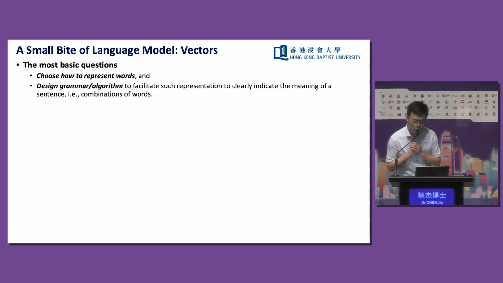Okay, so what forms a language, right? The most basic questions we have to answer are listed as the following. The first is, how do we choose to represent words? Words are the most basic and fundamental atoms of a language, right? And the second one is, how do we design the grammar and algorithm so that the words can be connected together? Different combinations can lead to drastically different expressions of meaning, right? So these two aspects are important for what a language is.